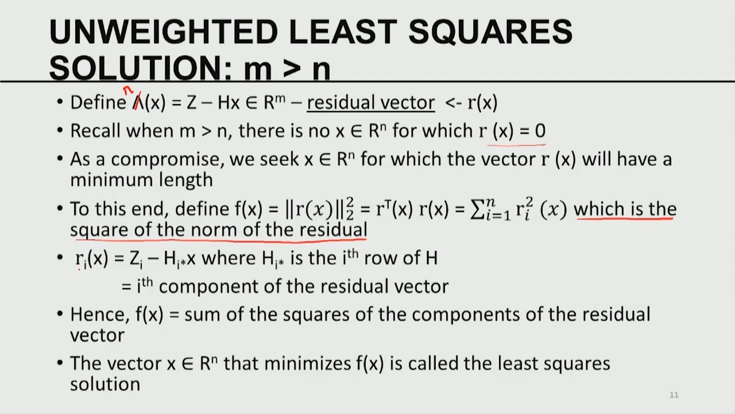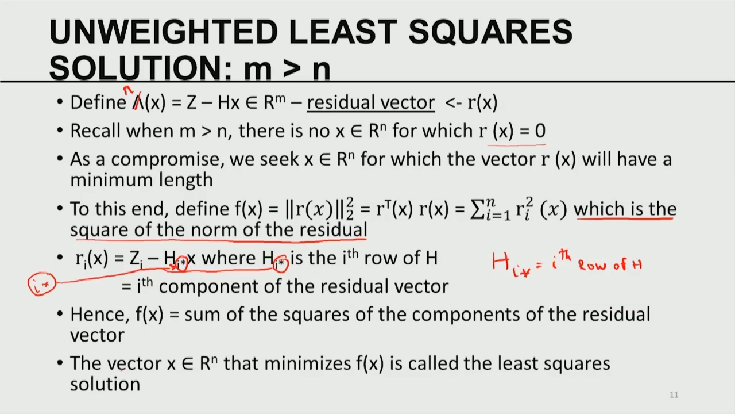So what is r? r is a vector. It has m components, r1, r2, r3, up to rm. r_i is the ith component of r. r_i is equal to z_i minus h_i star x. What does it mean? h_i star is the ith row of H. That's the ith row of H. So the inner product of the ith row of H and x, when subtracted from z_i, is the ith component of the residual vector. So f of x is the sum of the squares of the components of the residual vector.